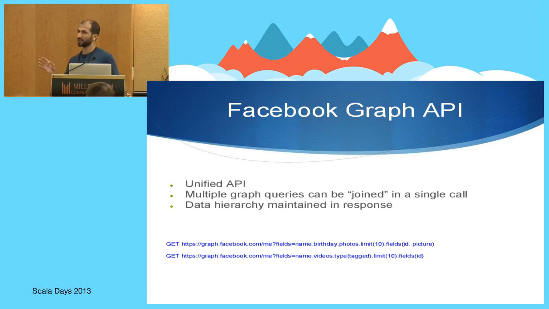By maintaining the data hierarchy, it means that instead of having custom parsing code for each type of batch operation and stuff like that, you can have the same parsing code, while not having the problem of multiple calls and having the efficiency that you need. As you can see in these two examples here, the API is quite flexible. It allows you to limit nested fields, to select nested fields, and to also do filtering. So for example, in the second example, only videos of type tagged are returned.